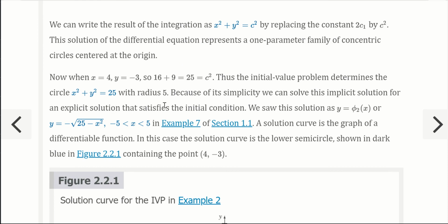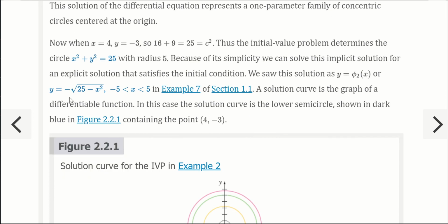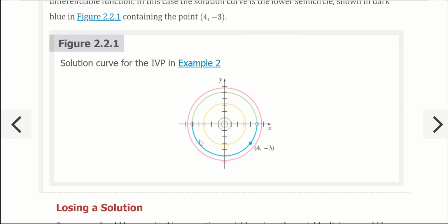So one of the things that we might want to talk about is, what would be the domain of definition for our solutions here. Well, especially when you solve it and you get the y by itself, we see that we get the expression negative square root of 25 minus x squared. This would have as its domain x is between negative 5 and positive 5. And depending upon your initial value condition, you would get any one of those solutions.